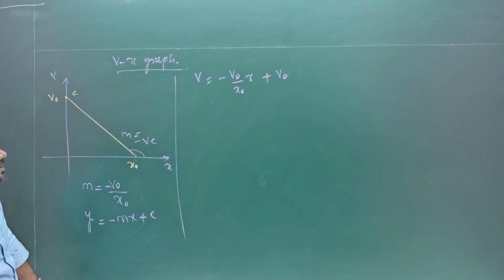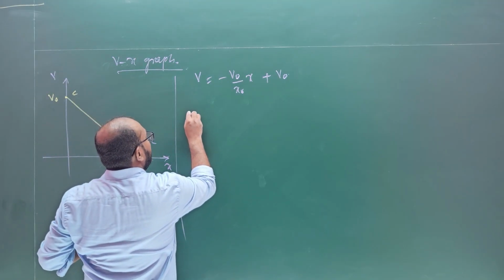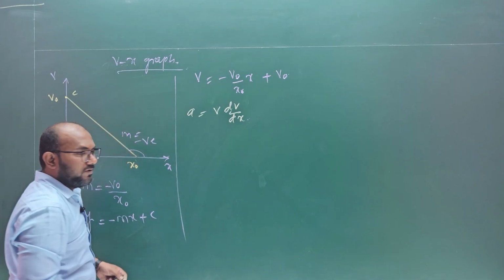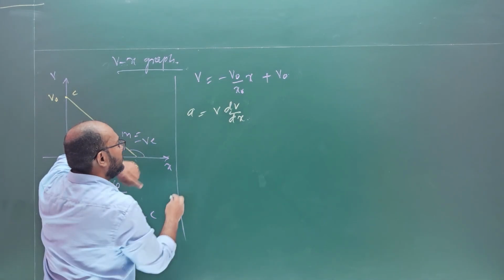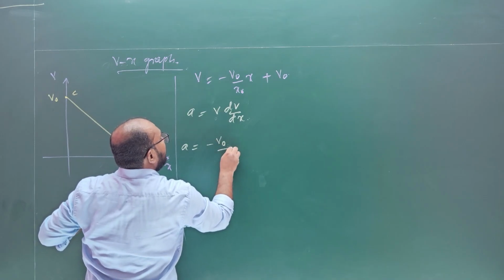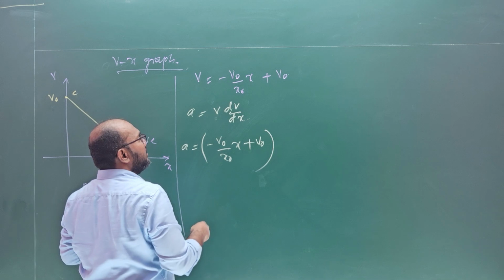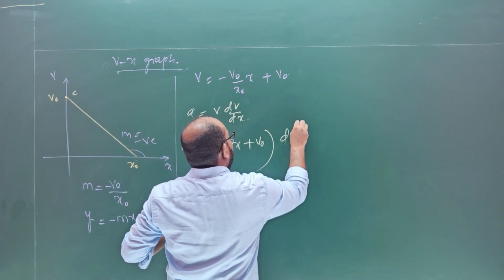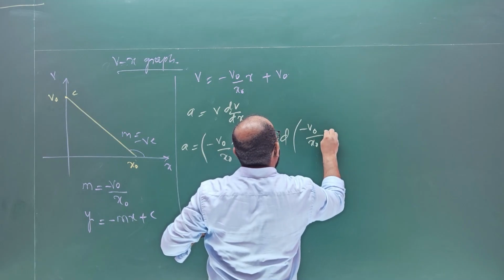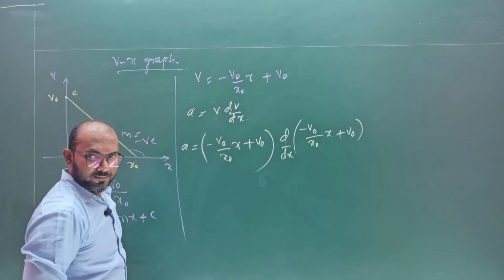Or can I also differentiate this? If I substitute in the acceleration equation, then acceleration is nothing but v dv upon dx. Do we have this equation? So if I substitute, v is minus (v naught upon x naught) into x plus v naught. This is your v value, and the differentiation of v is again minus (v naught upon x naught) x plus v naught upon dx. Can I write like this?